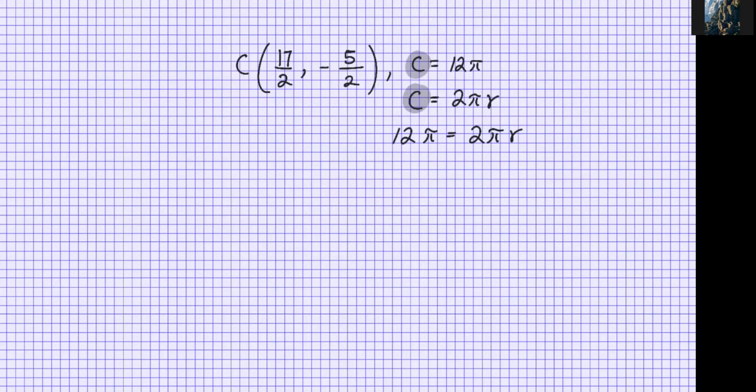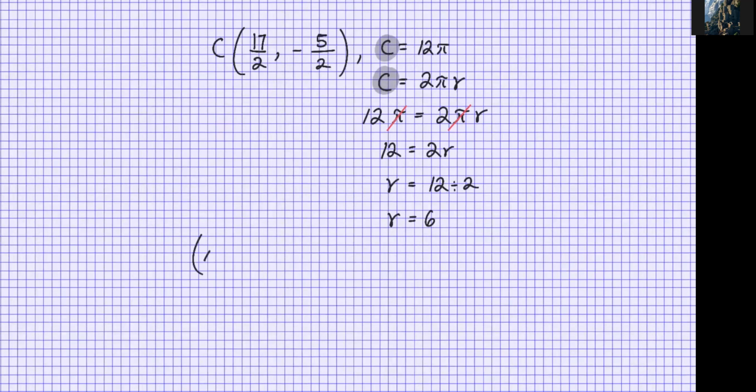Again, the pi is simplified to 1. And we end up with 12 equals 2 times the radius. The 2 will go to the other side dividing. So we end up with 12 divided by 2, and we have that the radius is 6. So now we have all the information we require.